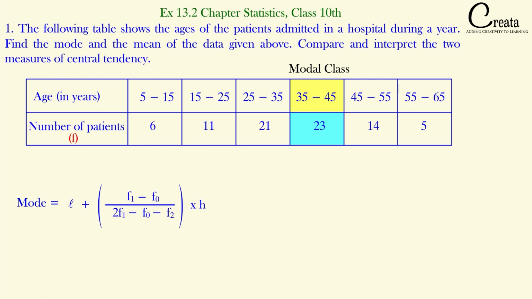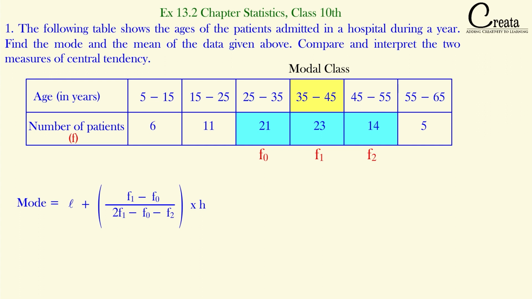Firstly, F1 is the maximum frequency, or the frequency corresponding to the modal class. So we got 23 as F1. Next, finding F0 and F2. F0 is the frequency before our modal class frequency and F2 is the frequency after the modal class frequency. So here F0 is 21 and F2 is 14.